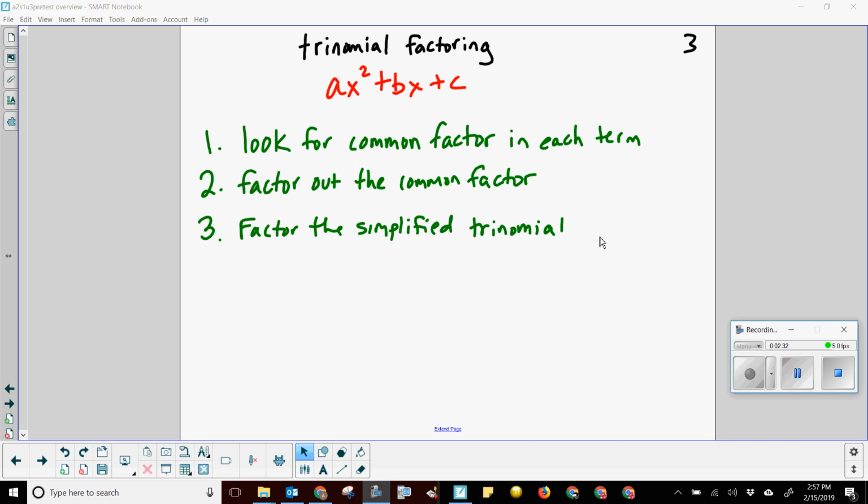Concept number 3, this is just the order of how we need to start factoring. First, you need to look for any greatest common factor in each term. Like, oh, you know what? All of these are divisible by 3, or all of them have an extra y in there. Then factor out the common factor. That's step 2. And then 3 is factor the simplified trinomial, similar to what we have there. And then 4, 5, and 6 are the steps that you've already seen.